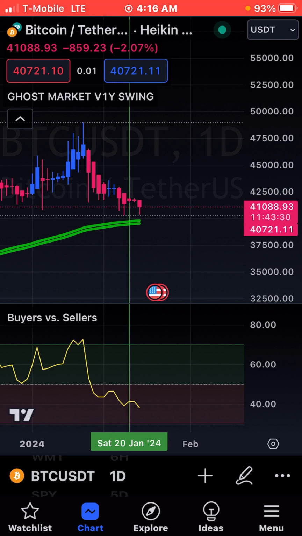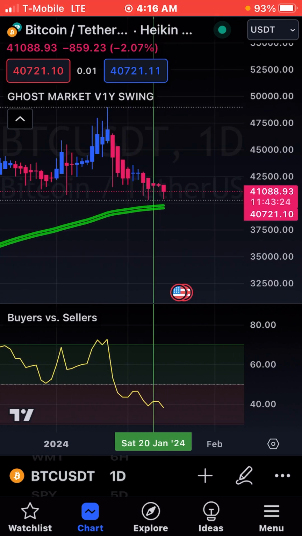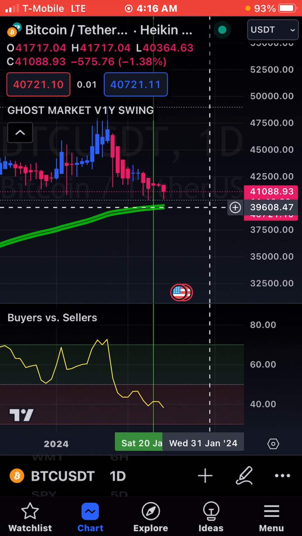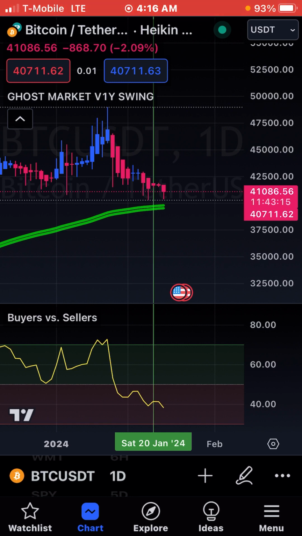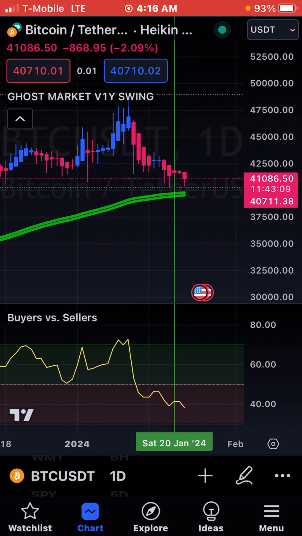Now, we are still in an uptrend. It's hard to believe, but we are still in an uptrend. Like I was saying, if Bitcoin drops below here, we're officially in a downtrend. And it will be a point of no return if it crosses that, because it could go even lower at that point.